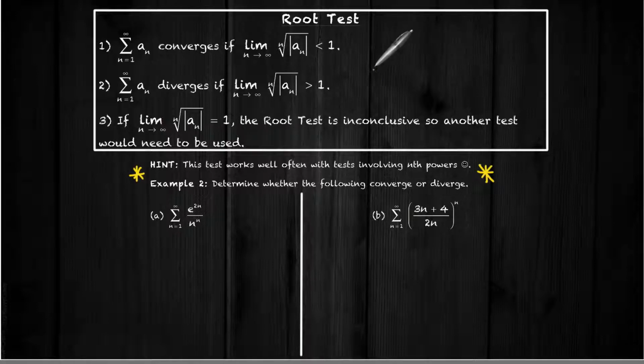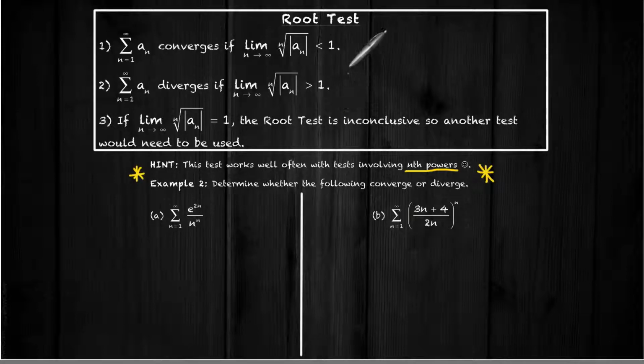And the root test is used often with series that are involving nth powers. So I'm trying to give you little tips so that you can discern which test to use whenever you're given a whole bunch of different series and you're not told which test to use. So when you see a series that's raised to the n power, that is normally a sign that you want to use the root test.